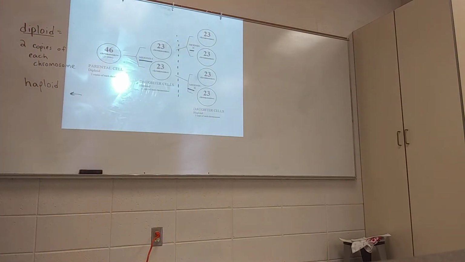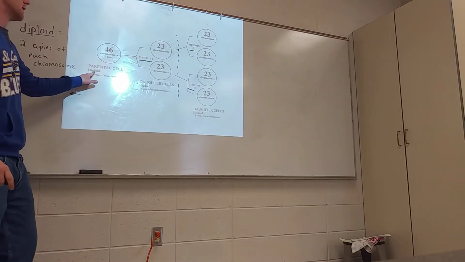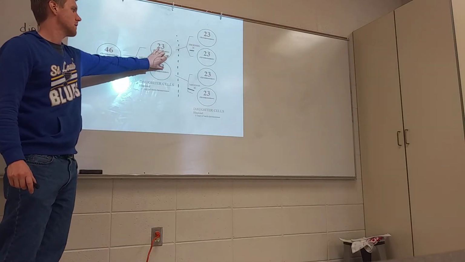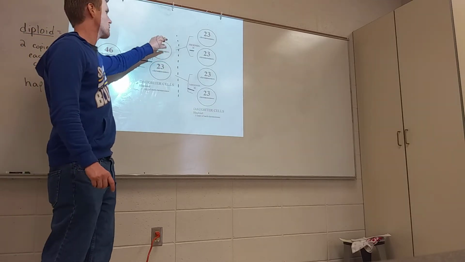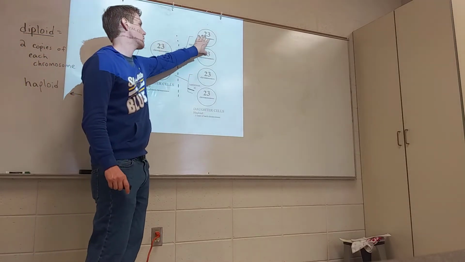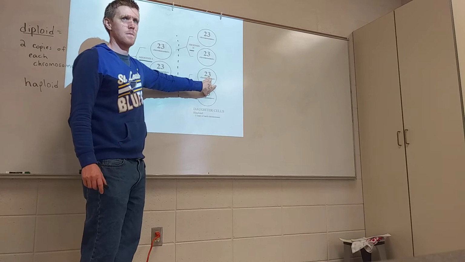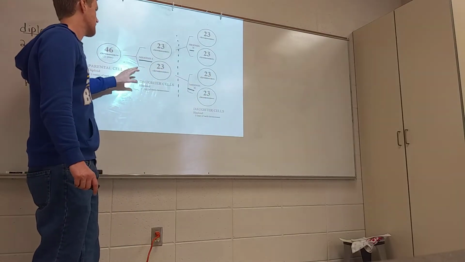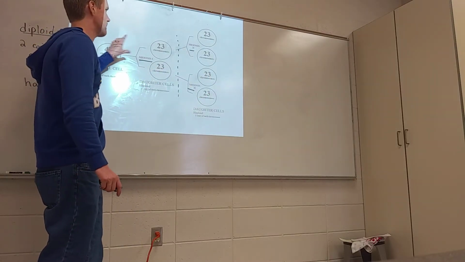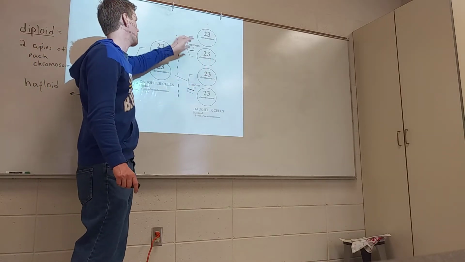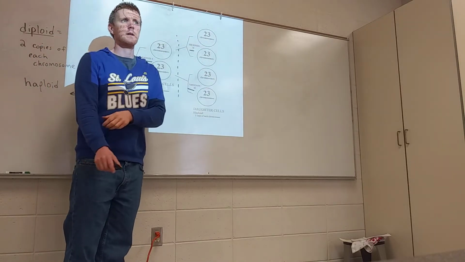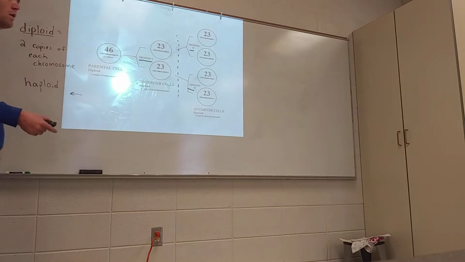Meiosis 1 ultimately splits the original diploid cell into 2 haploid cells, and then meiosis 2 splits each haploid cell into 2 haploid cells. It's a 2-part system. Meiosis 1 goes from diploid to haploid. Meiosis 2 keeps the number at haploid, but doubles the number of cells involved.